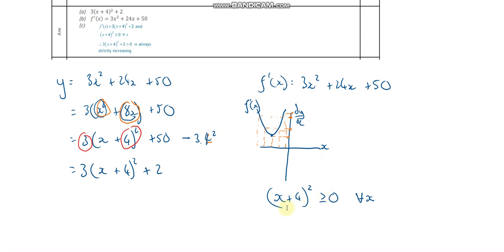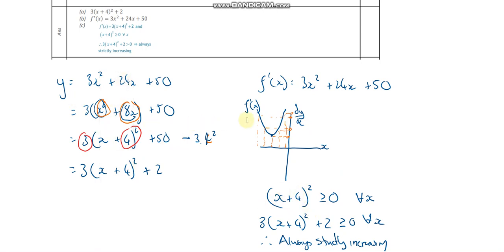All values of x. So if this bit's always greater than or equal to 0, then obviously, goes without saying, if I multiply that number by 3 and add 2, that is always going to be greater than 0 for all values of x. Therefore, it's always strictly increasing. I'm not sure if you would get the mark for drawing it out and stating that it's always increasing, because this is the mathematical way of describing that.